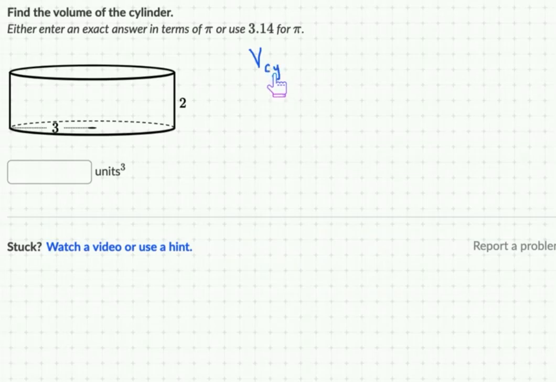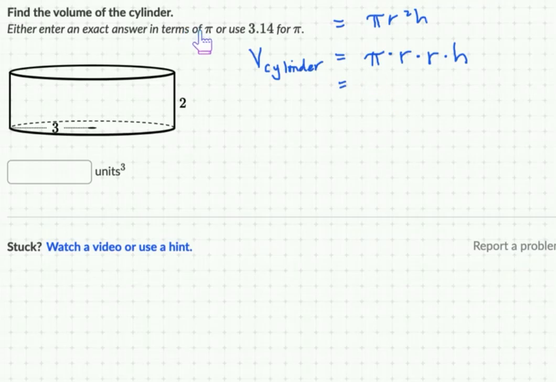Volume of a cylinder equals pi times r times h. I'm writing it all out here. It's really pi r squared h, but a lot of people either miss that square or they multiply by 2 instead. So I'm just writing it all out so that I know not to make that mistake.